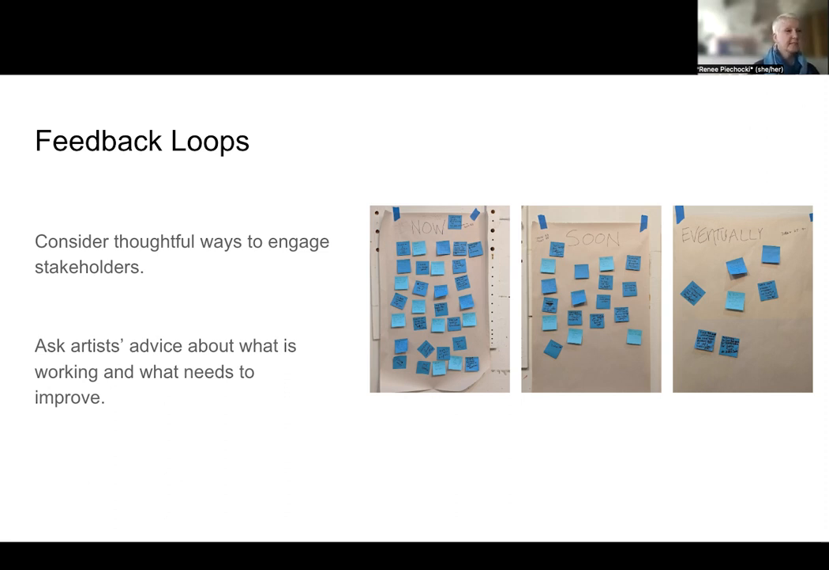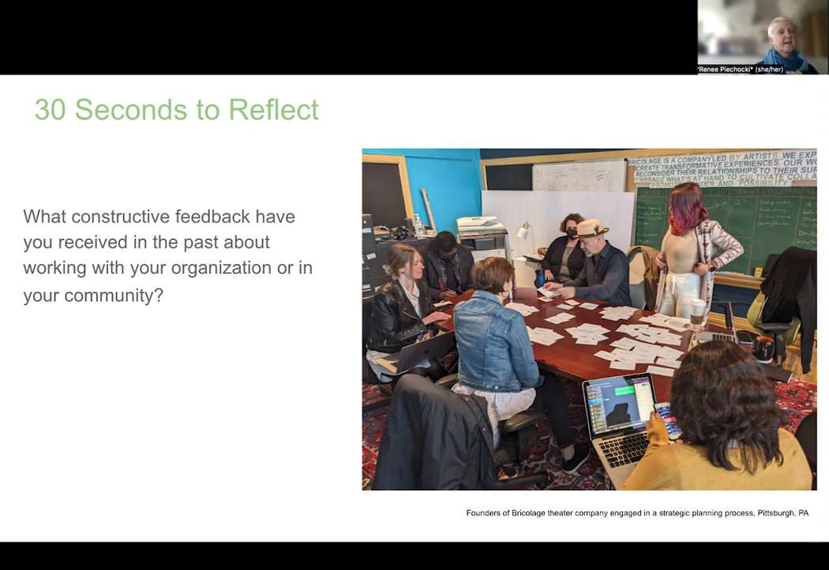So one more reflection, next slide. Has your organization ever received any constructive feedback about what it's like to work with you? And how are you thinking about that as you embark on this project?